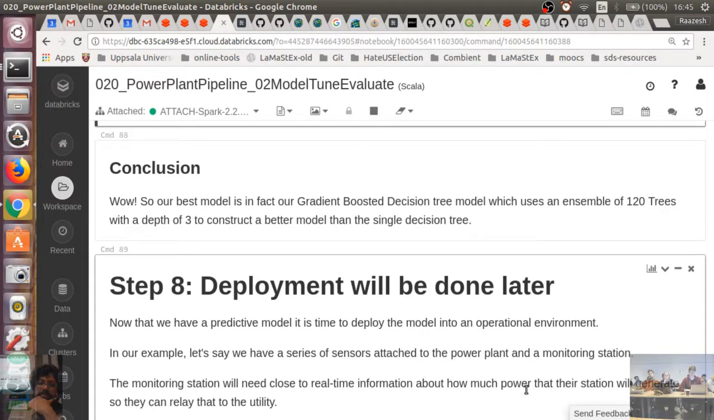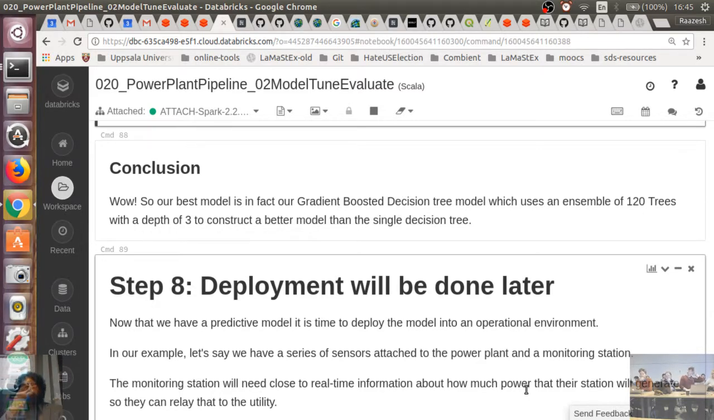So it says our best model is in fact a gradient boosted decision tree, which uses an ensemble of 120 trees, maybe that's the default, with a depth of 3 to construct a better model than a single decision tree. So it's not a universal fact, but for fairly complicated data sets, remember we saw all these pairwise correlations between various features, and it was not very clear. There was a lot of blobbiness and stuff like this. In general, these things can fit functions a lot better than linear regression, because linear regression is just sticking a hyperplane, a 4D hyperplane, to explain everything, and that can only tilt.